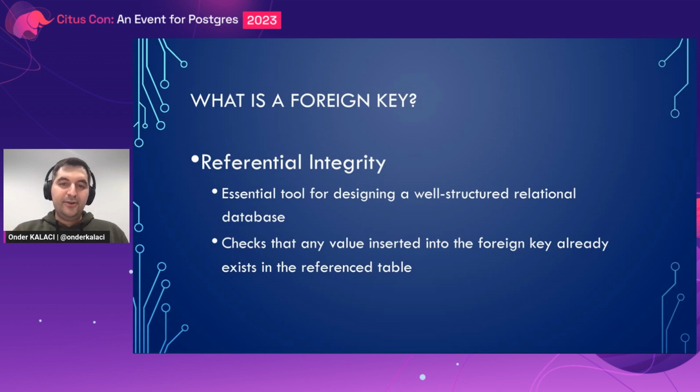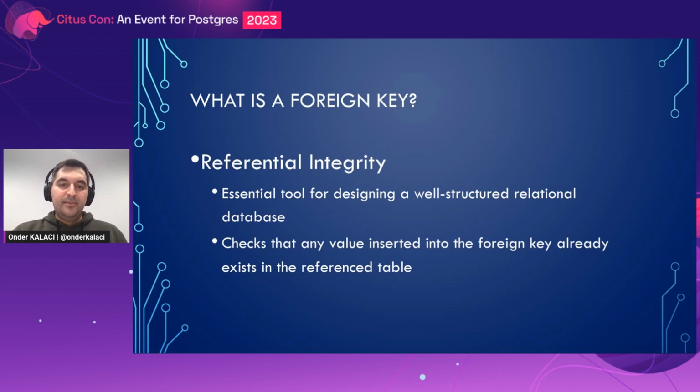So let's first define foreign keys and remind everyone what they are. The fancy word for foreign keys in database terminology is referential integrity. It's an essential tool for designing a well-structured relational database. It's also one of the critical parts of a relational database because it is one of the points where relations between the tables in a database are created. So foreign keys are really essential to relational databases.